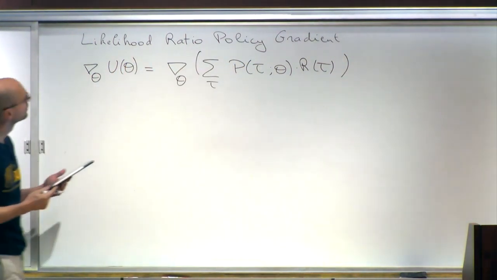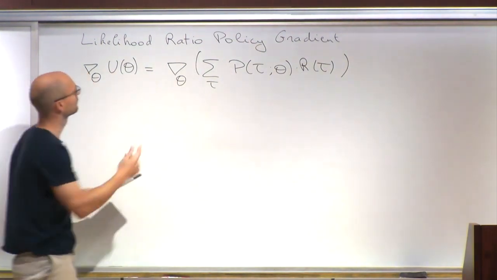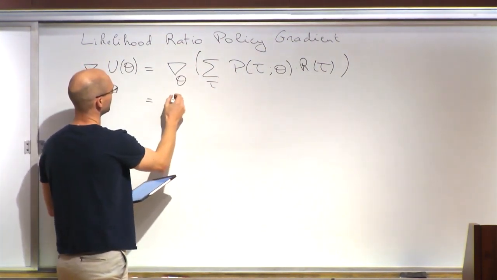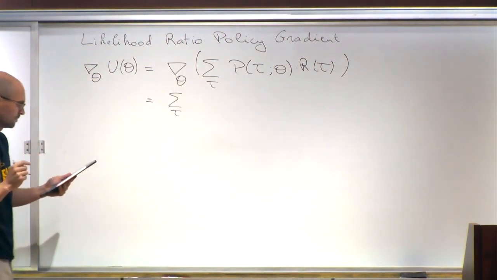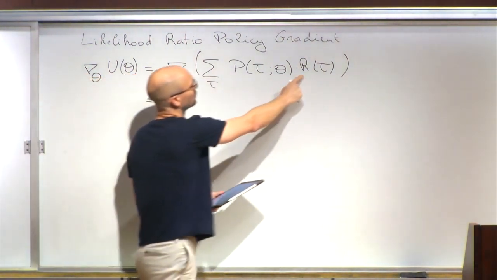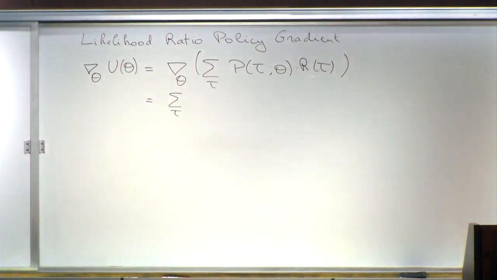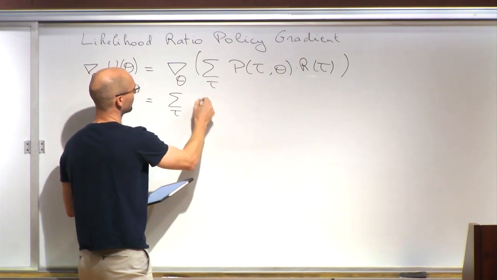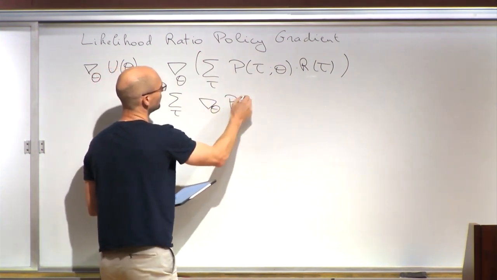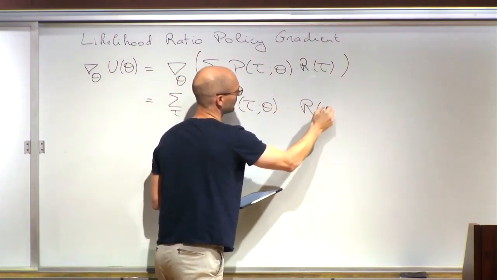Now, the gradient of a sum is the sum of the gradients, so we can bring this gradient in. Now also, the reward of a trajectory does not depend on the parameter vector we used. The reward just depends on the states and actions that were taken. So as denoted here, no dependence on theta. So really all we have is the gradient with respect to theta of the probability of trajectory tau under theta, times R of tau.